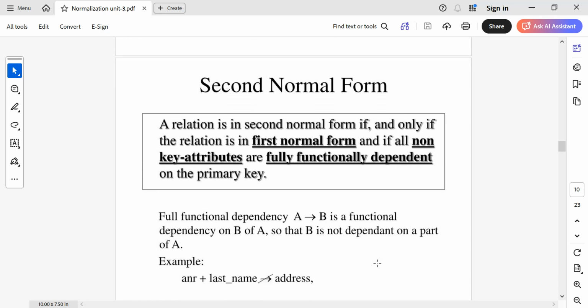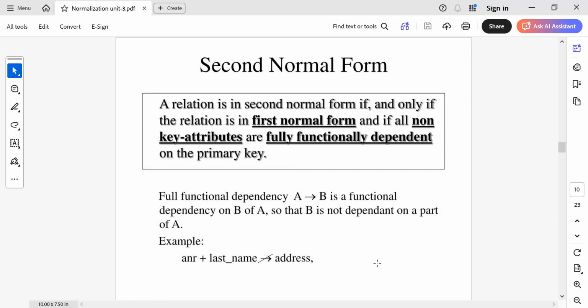Primary key, as we already know, means it is a single value, and it should not be null. That is called a primary key.